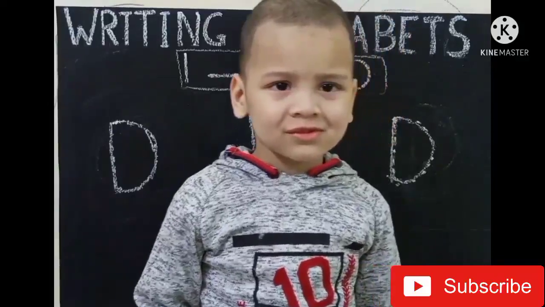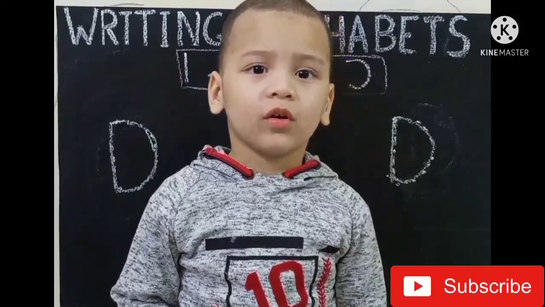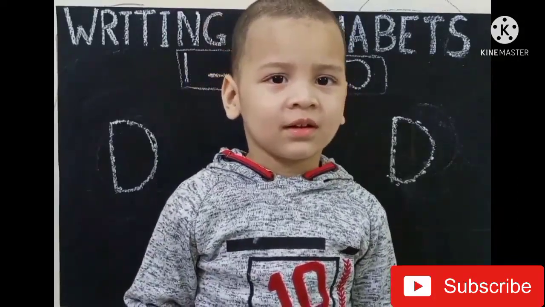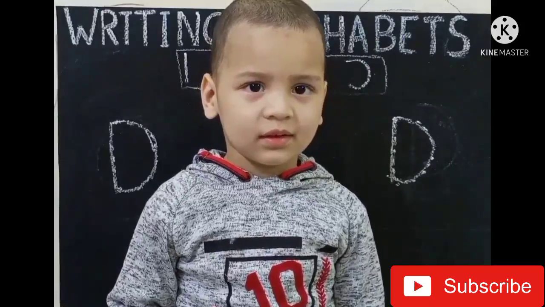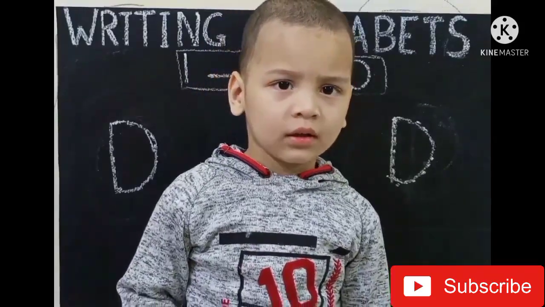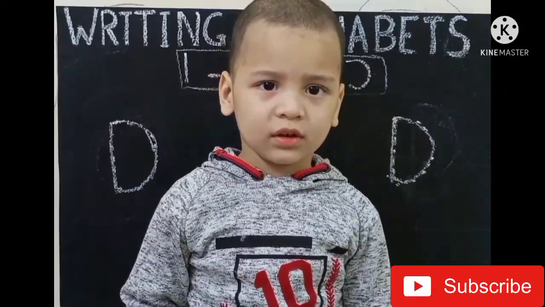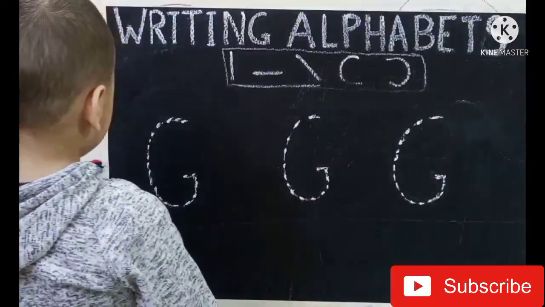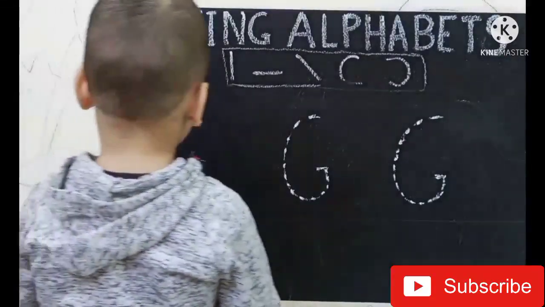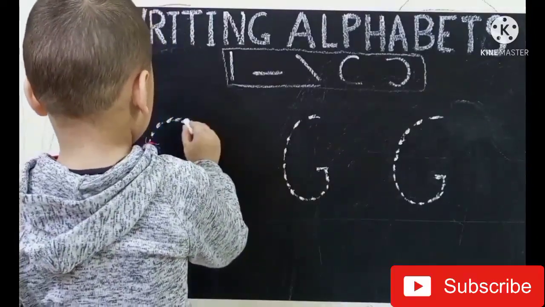Tell me the words that start with letter D. Dog. Duck. Daddy. And Dance. Deer. Dinosaur. Very good. Next letter is G. To make G, you have to draw first curve.